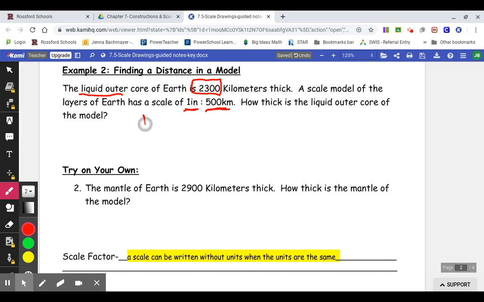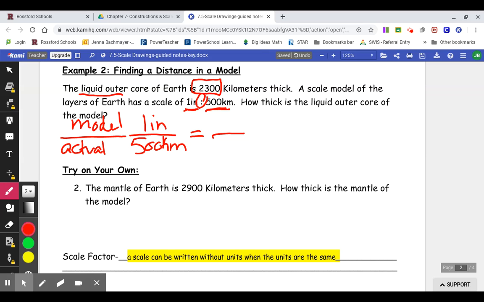So the first thing I'm going to do is set up my ratio, 1 inch to 500 kilometers. Remember, when we're setting up our ratio, we don't want to use our colons anymore, especially while trying to do our proportions. We want to set up fractions. So on this one, I have 2,300 kilometers. Well, I'm not going to put that next to inches because remember, this is our model piece compared to actual.